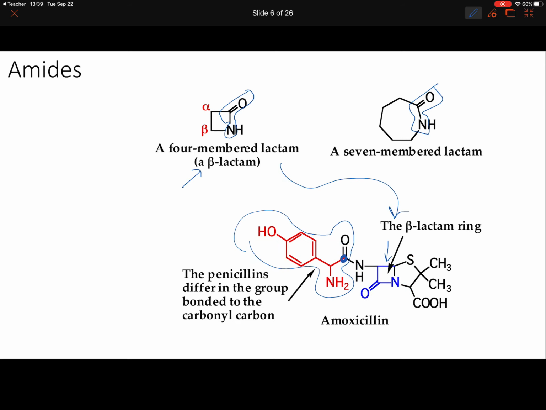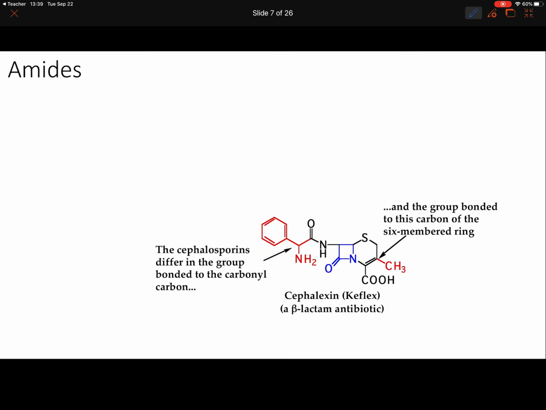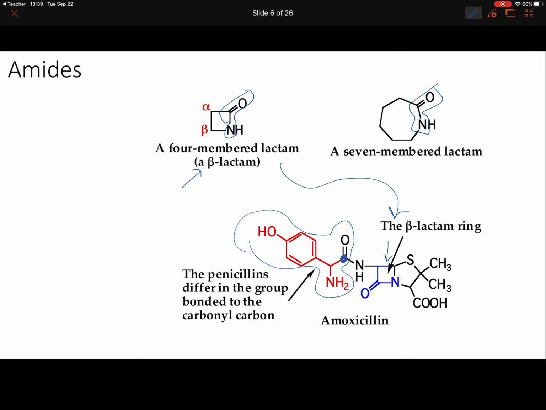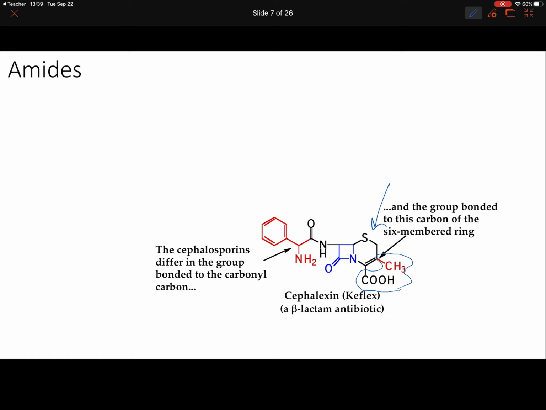Just for comparison purposes, notice that the group bonded to the 6-membered carbon ring here is also different. So here we've got a carboxylic acid functional group and a methyl group. And over here we've got the carboxylic acid group, the methyl group. We're missing the double bond that's there, and this group's not there. And it's also a 6-membered ring where this is a 5-membered ring. So there is a difference on this side of it as well.